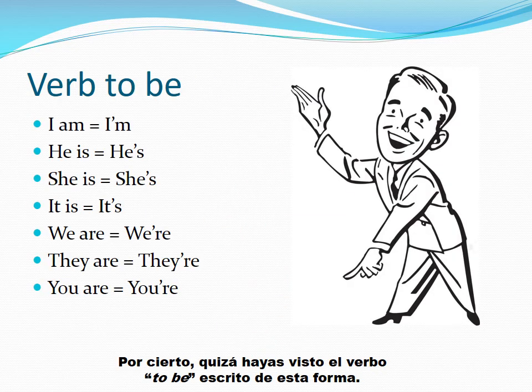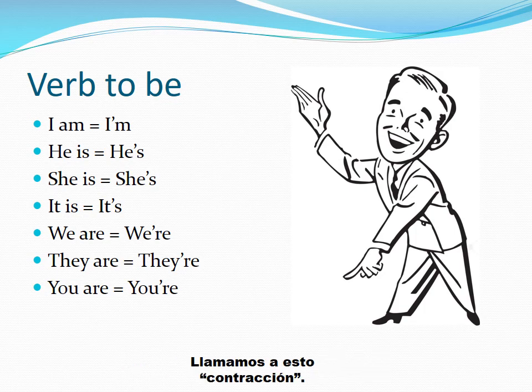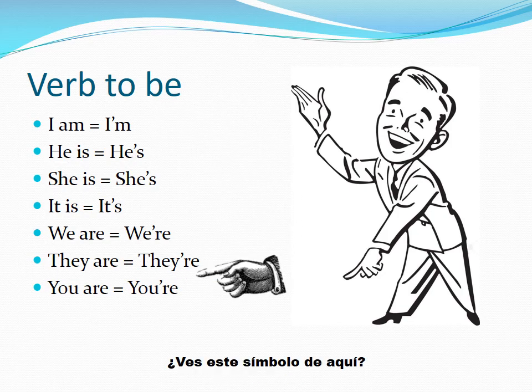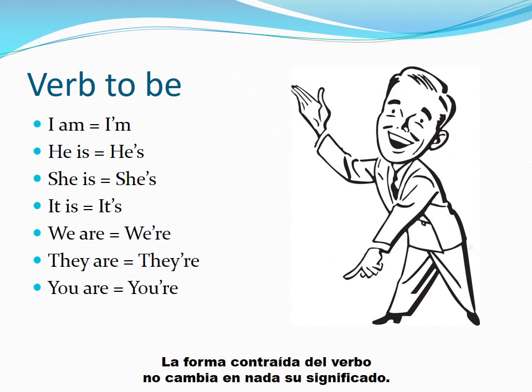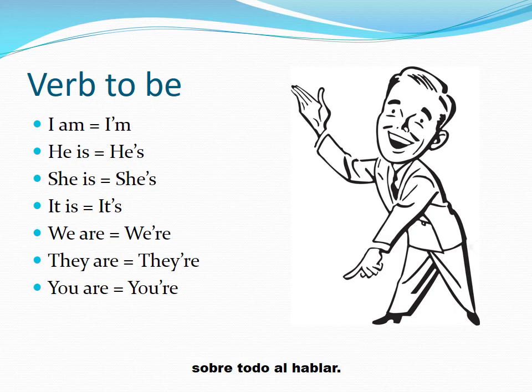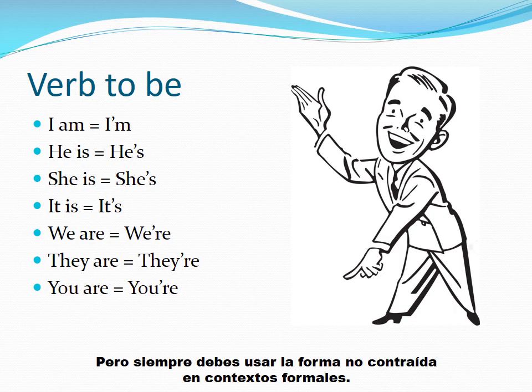By the way, you've probably seen the verb to be written like this. We call these contractions. Do you see this symbol right here? These are called apostrophes. The contracted form of the verb doesn't change its meaning at all. In fact, it's much more common than the not contracted form, especially when speaking. However, you must always use the not contracted form in formal contexts.